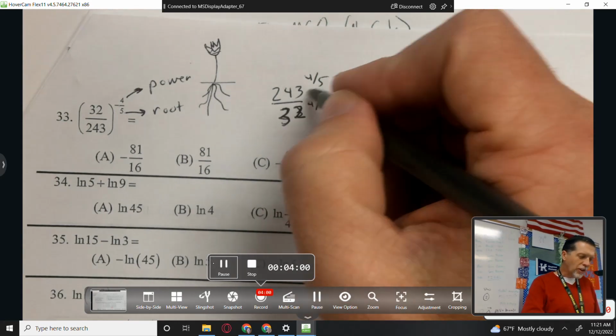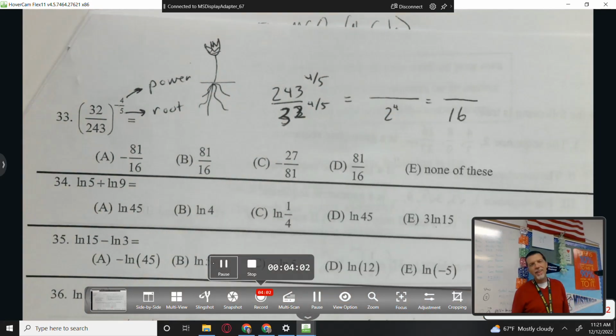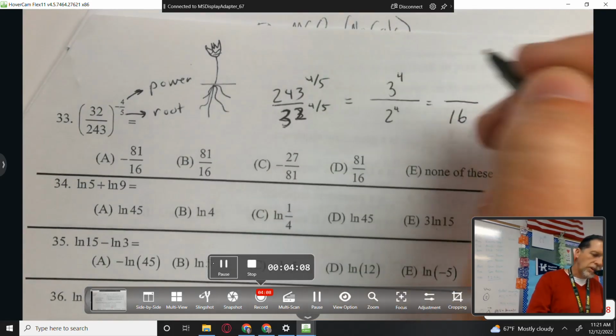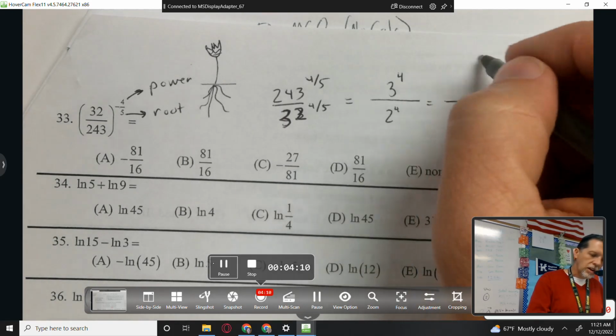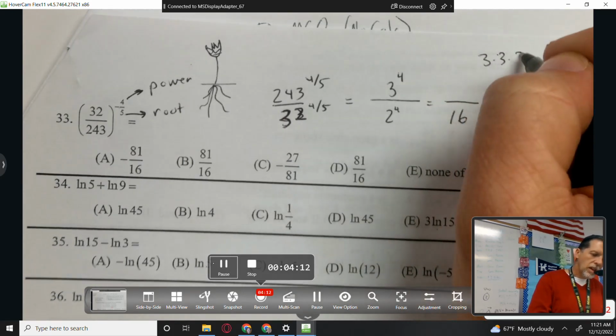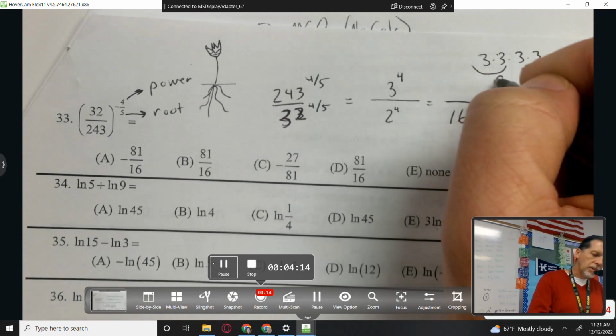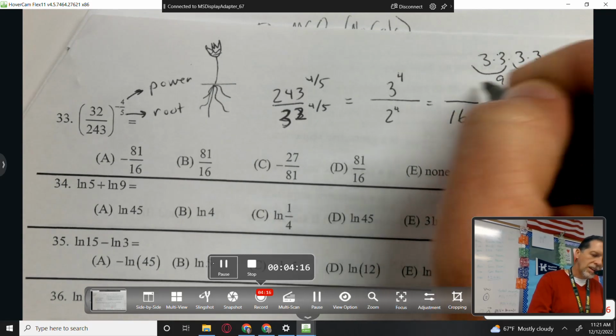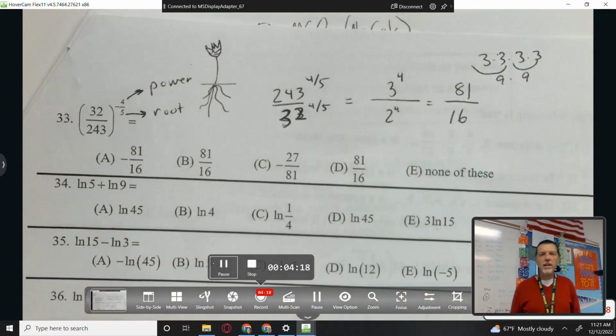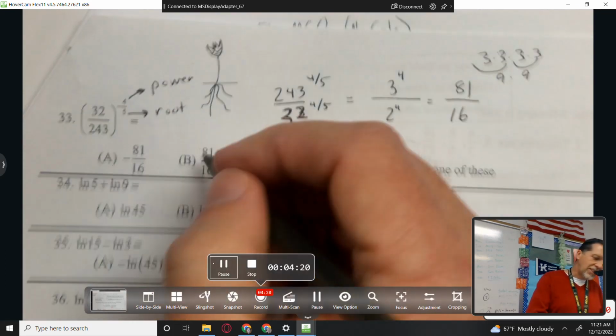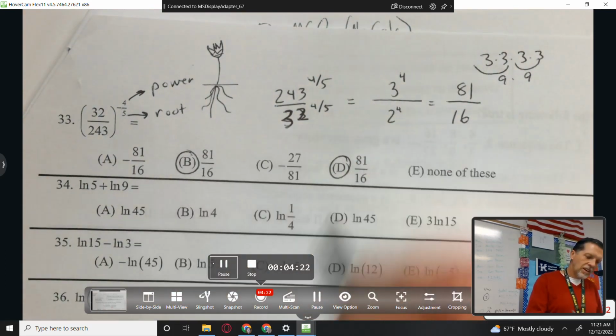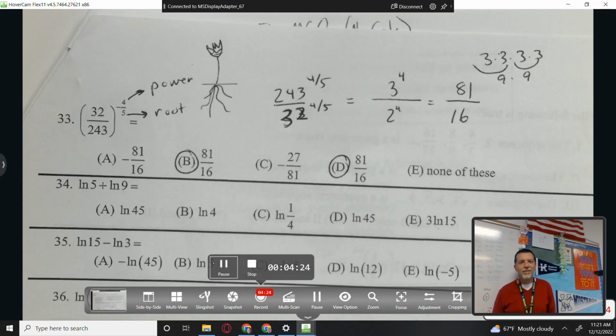243, the 5th root of 243. I mean, there are only so many options for us. It's going to be 3. And 3 to the 4th: 3 times 3 is 9, 3 times 3 is 9, 9 times 9 is 81. So 81 over 16, that's D. And somehow we got 2 answer choices correct on that one.